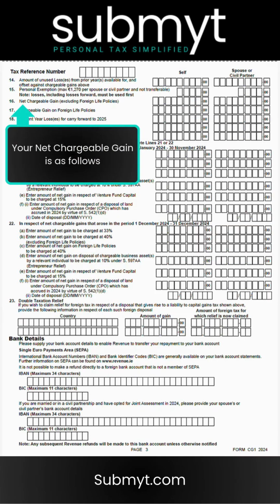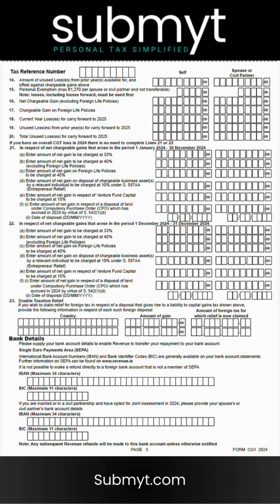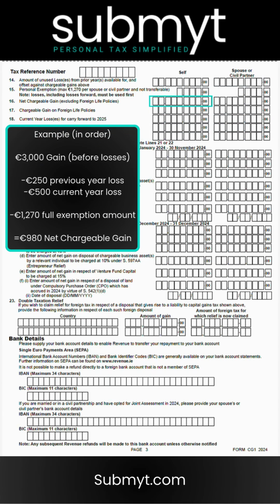And your net chargeable gain is calculated as follows, using our worked example. Our gain minus our previous year's losses of 2023, minus our current year losses, bearing in mind we're reporting on 2024, minus our 1,200 exemption, gives us a net chargeable gain of €980.